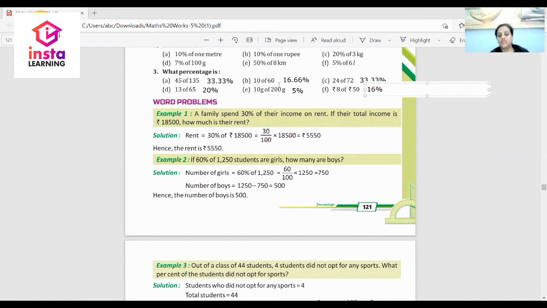10 of 60 is 10 into 100 upon 60. So the answer will come 16.66%. So here it is 20%, here 5%, and here 16.66% is the answer of this question.